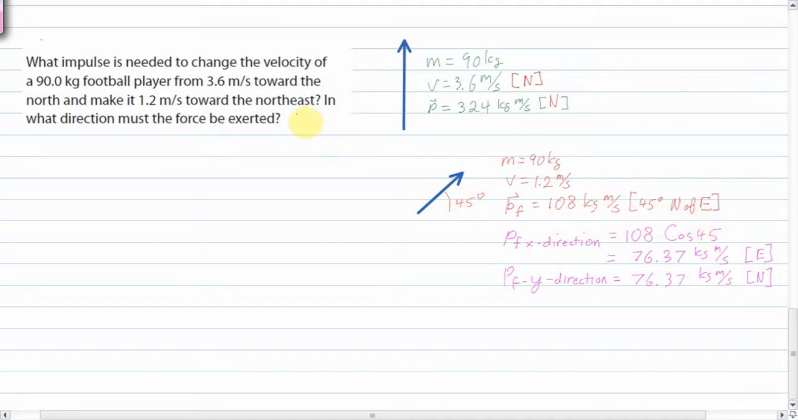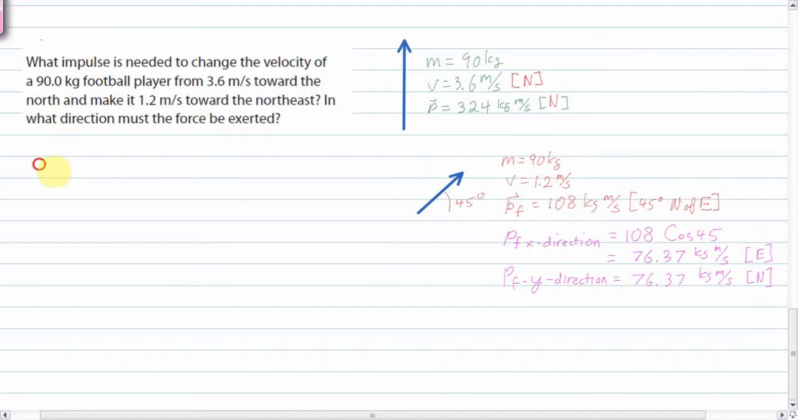because it's northeast direction. I've already done a little bit of pre-calculation here as well in light purple, which figured out its components. The x direction of this one is 76.37 kilograms meters per second, and the y direction is 76.37. They're equal because it is a 45-45 triangle. So the question is, what impulse?